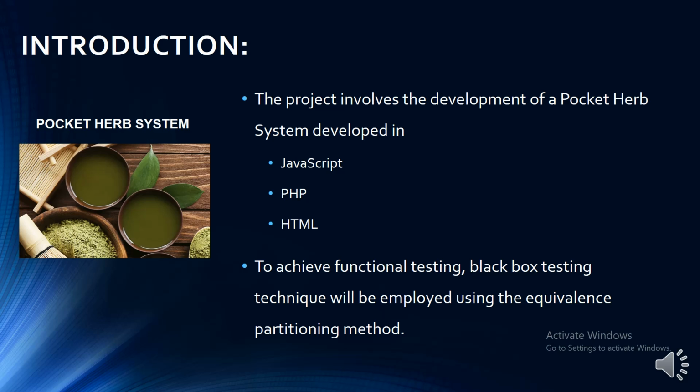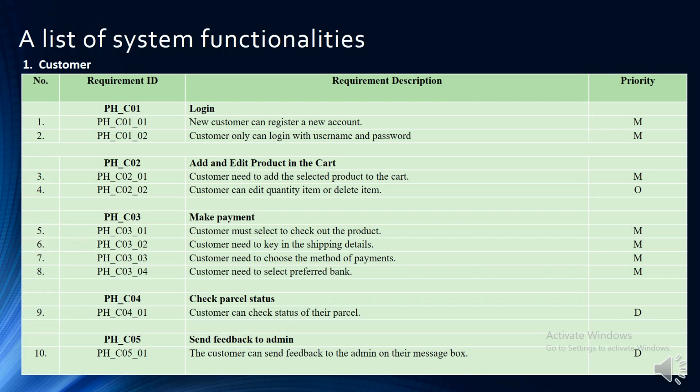The project involves the development of a Pocket Herb System developed in JavaScript, PHP, and also HTML. To achieve functional testing, the black box testing technique will be employed using the equivalence partitioning method. And now this is the list of system functionalities.